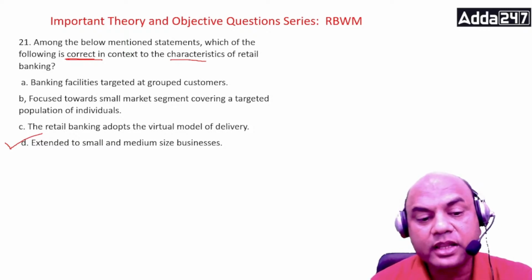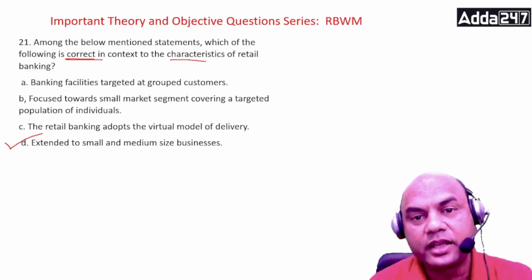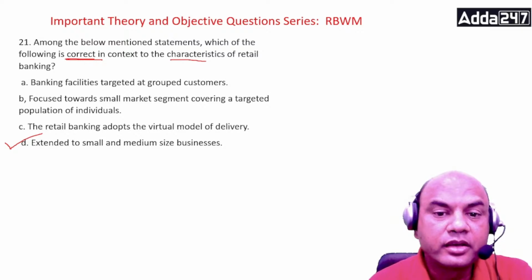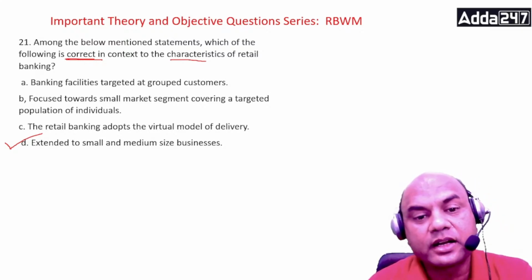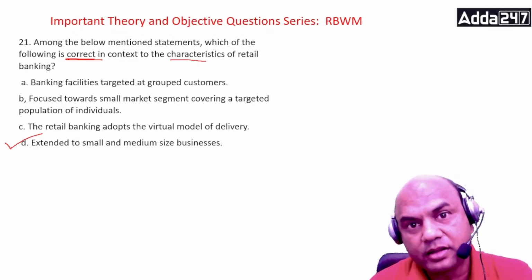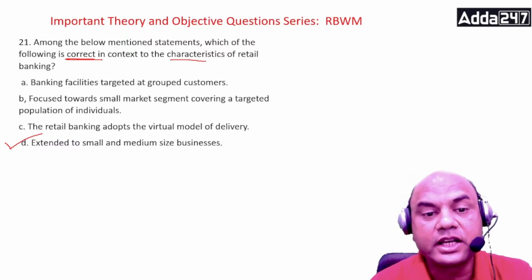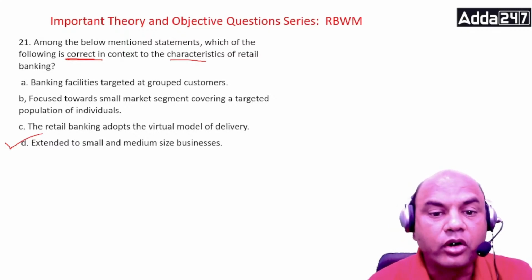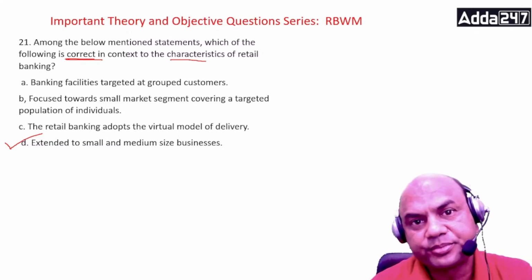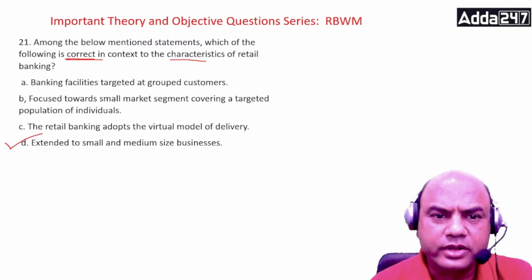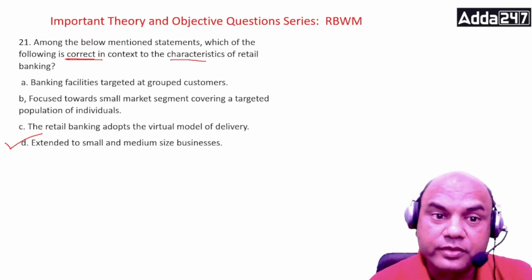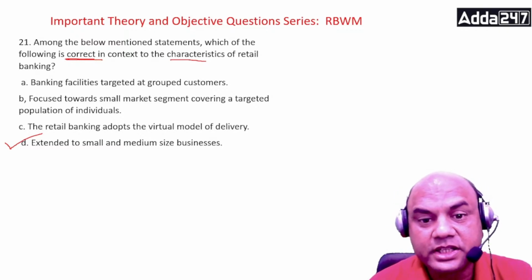Why? Because retail banking is not targeted against any specific group or specific public. So banking facilities are targeted at individual customers under retail banking. Focus is towards the mass market, covering a large population of individuals. We offer different liability and asset products and a plethora of services to individual customers. Various products we offer them. The delivery model of retail banking is both physical and virtual. So that's why answer C is wrong.